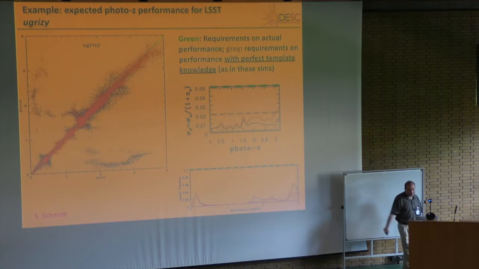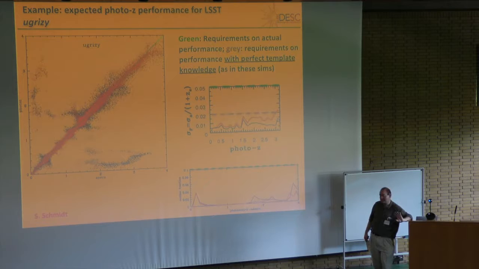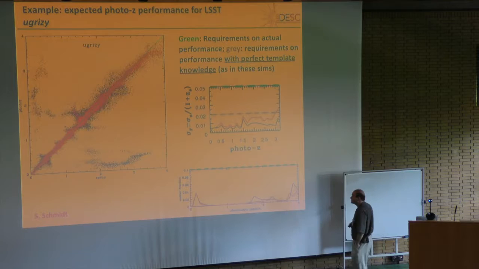So if you look at the performance for photo-Zs for LSST, this is an optimistic scenario where we know the actual set of templates perfectly. Where we know the range of galaxy spectra perfectly. This is work done by Sam Schmidt, who's a co-convener of the Photo-Z working group. So we'll be looking at a lot of plots like this.